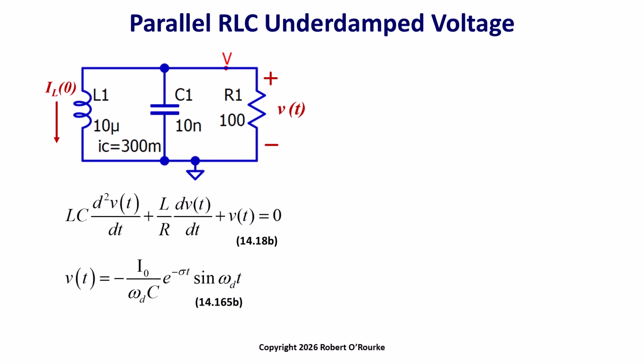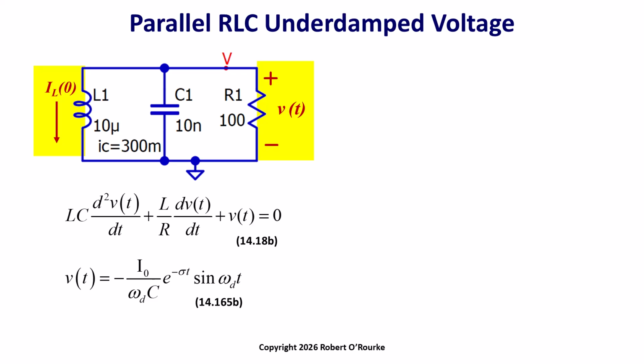Notice how we have three currents in the circuit, but there is only one voltage, and it goes across all three components in parallel. The differential equation 14.18b uses voltage as the circuit variable, and equation 14.165b is the final solution voltage.